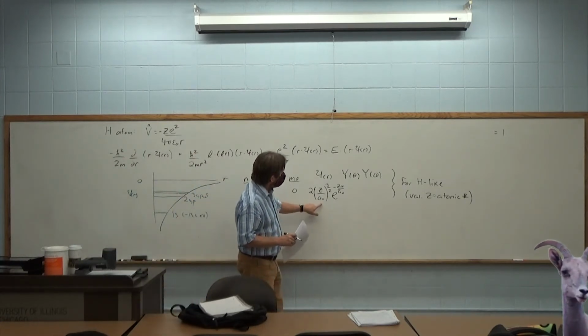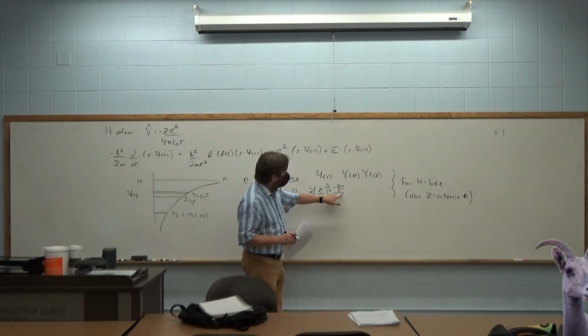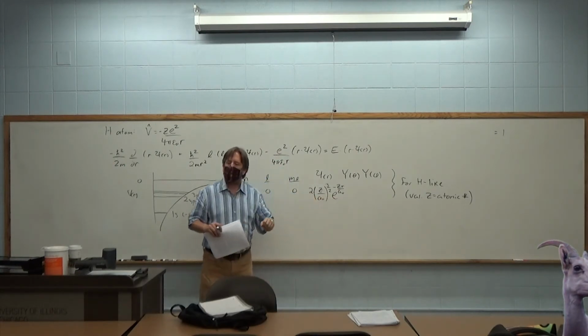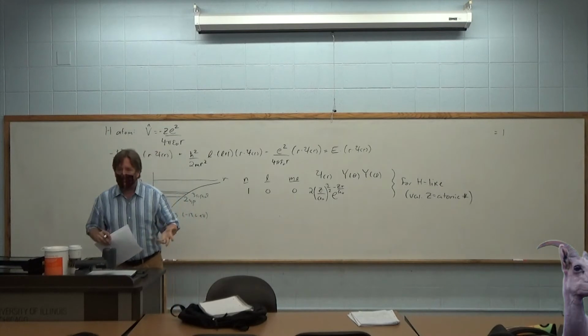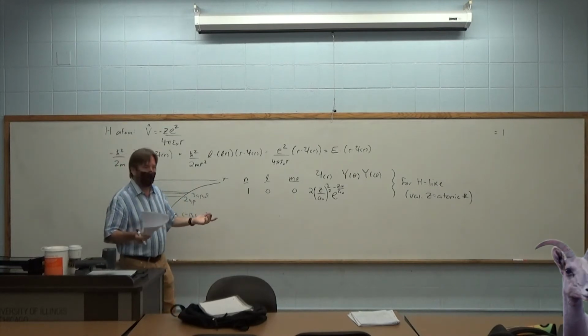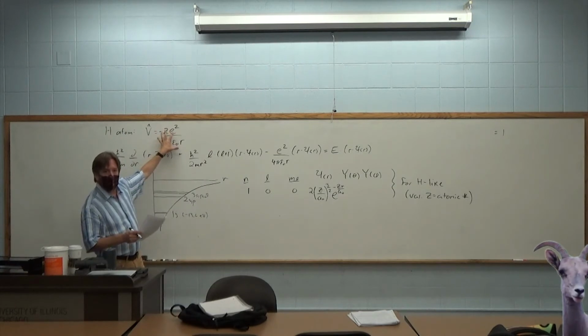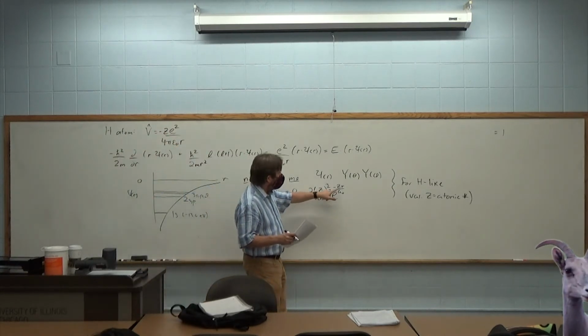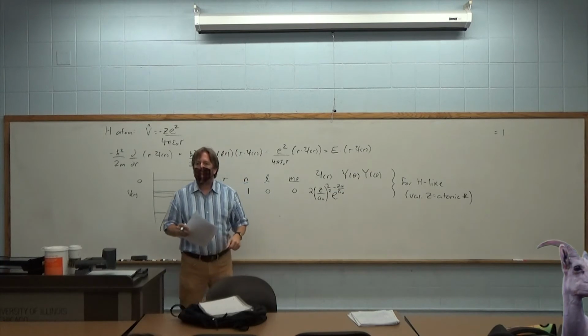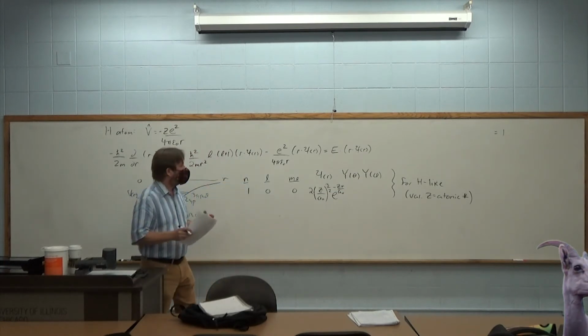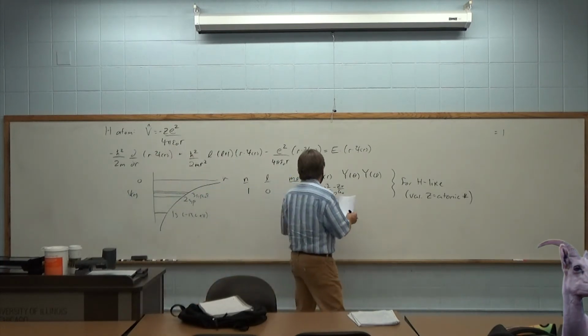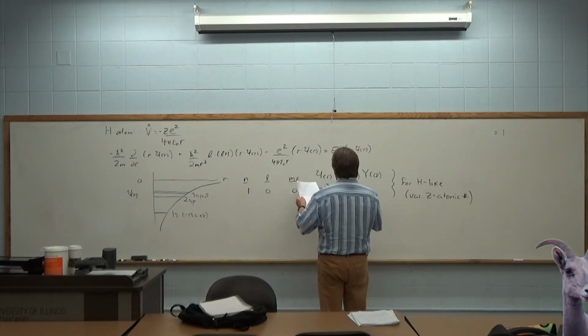So if Z is bigger, like for lithium, helium has 2 protons, lithium has 3. Notice that it will draw the electron closer, and so that's why you get e to the minus Zr. It draws it closer, so that makes sense. And then it affects the normalization.